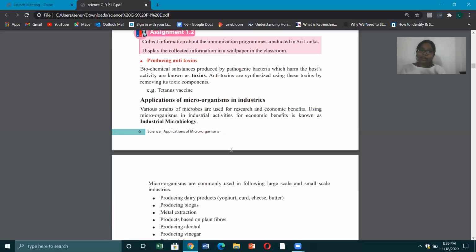So antitoxins, why are they being used? Because they are synthesized using these toxins by removing their toxic components. This pathogenic bacteria has toxins, the biochemical substances that harm me. Antitoxins are made by removing the toxic components, the harmful parts, from those toxins, and that is how I get better.